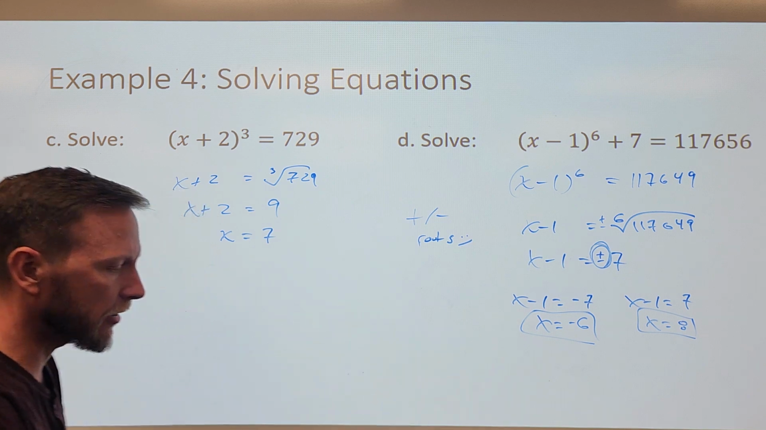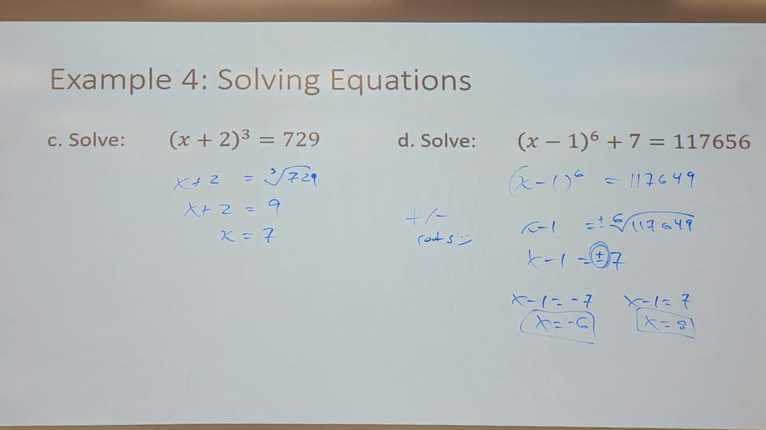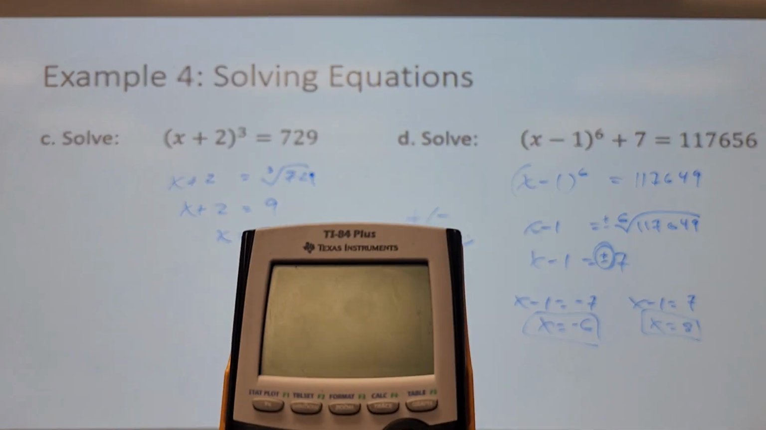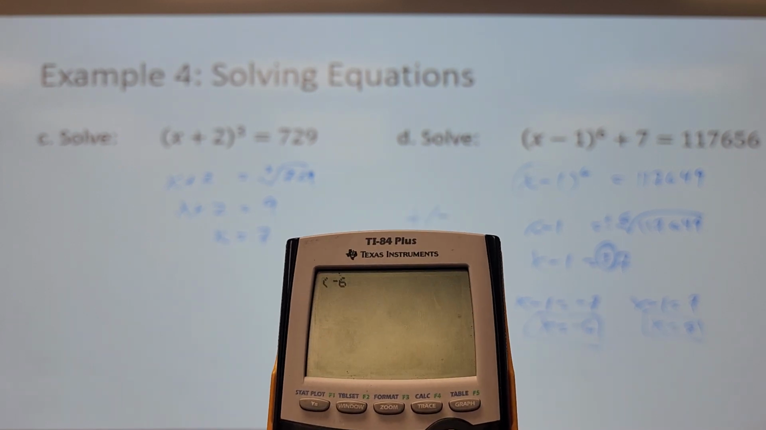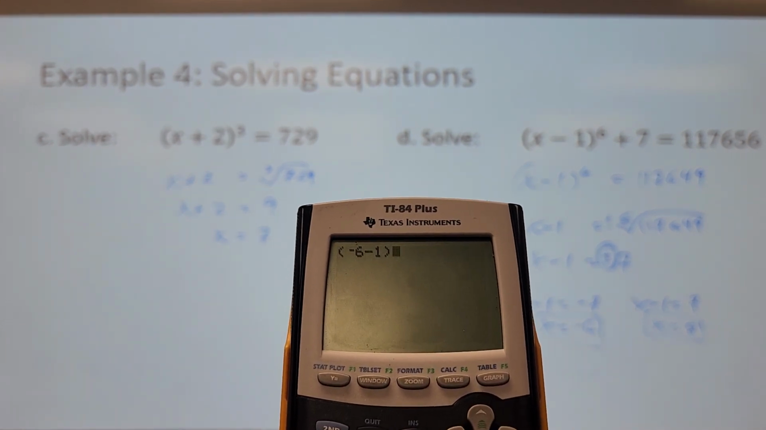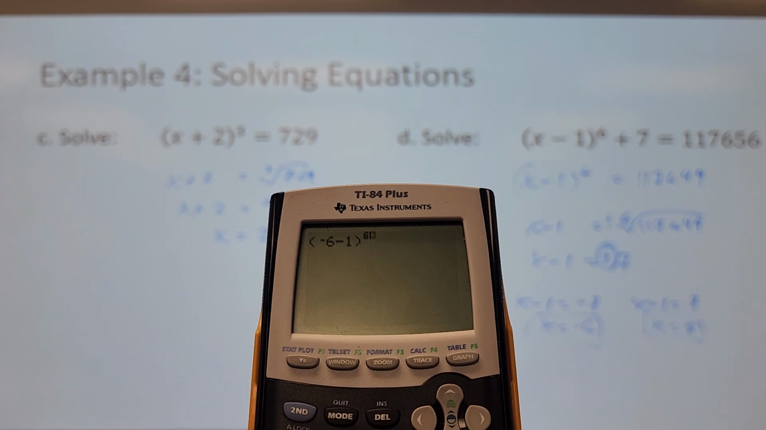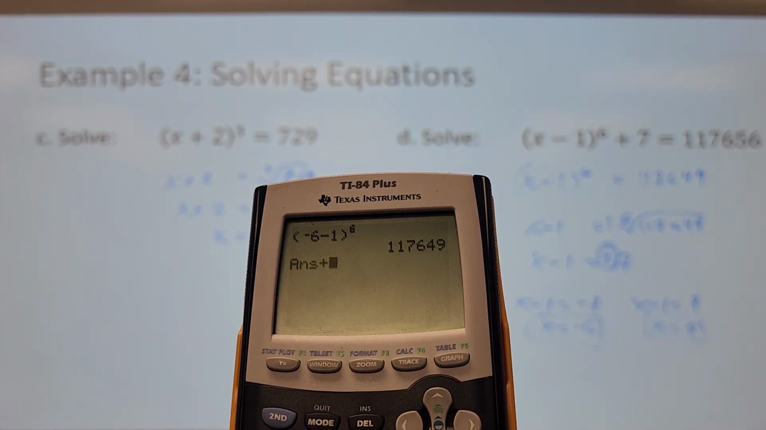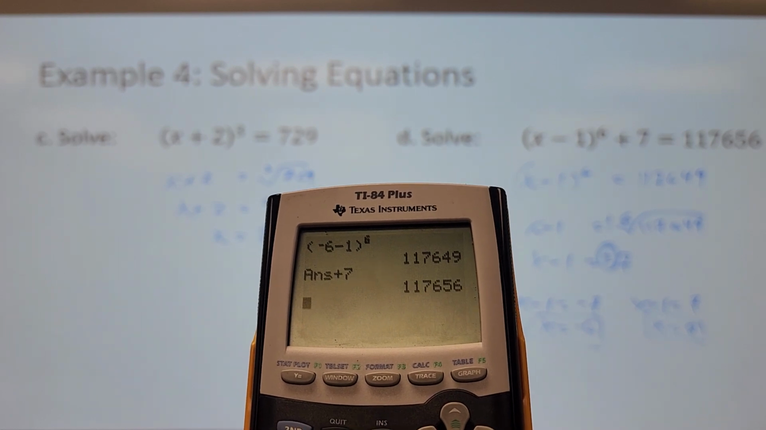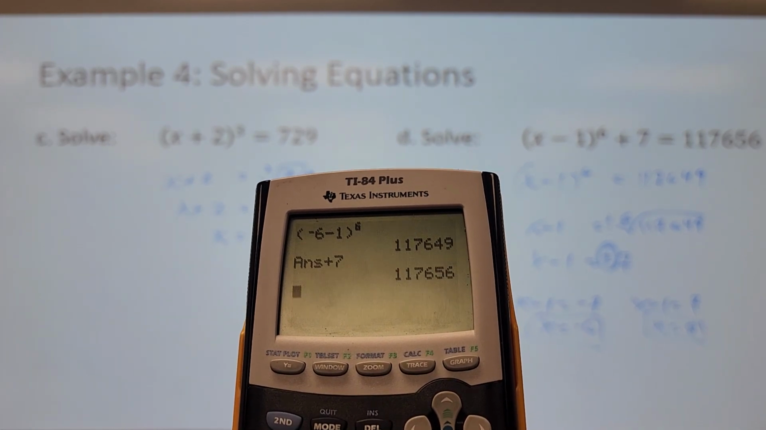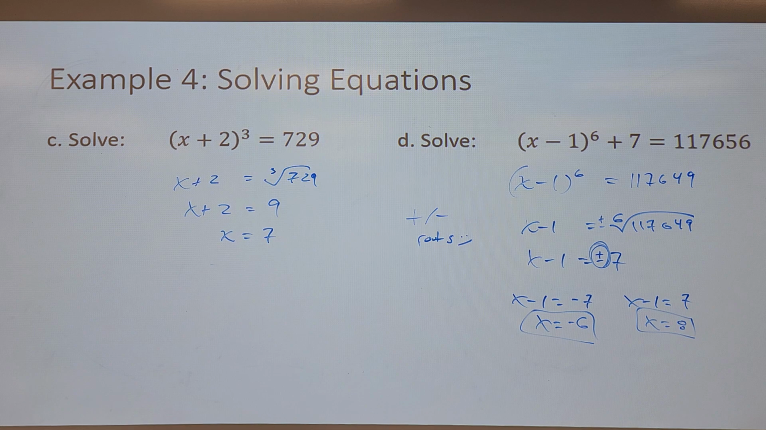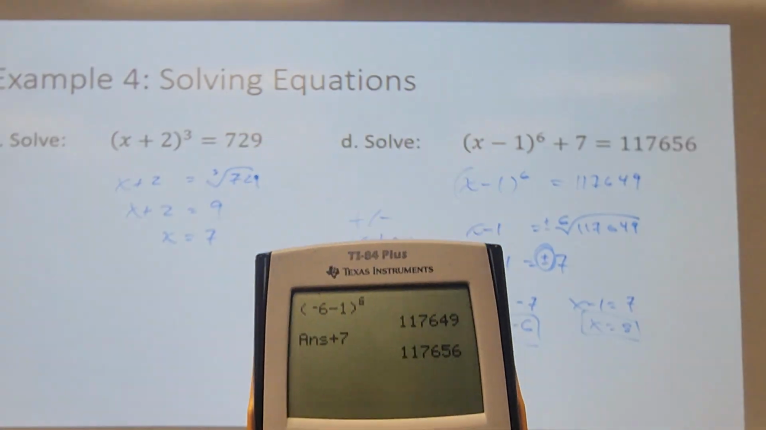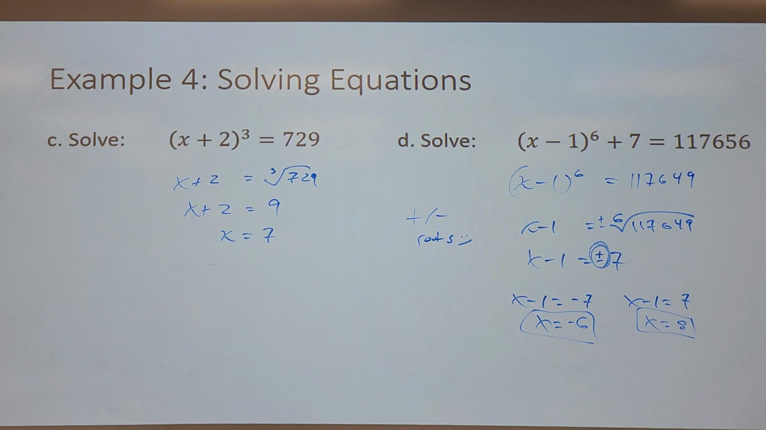All right, let's check the -6 to see if it works. All right, so we know that if I take -6 minus 1 and I take it to the 6th power, it should give me this number, which then I add 7, and it gives me 117,656, which is what we started with. So -6 does satisfy this equation. Oh man, Mr. Hibbett, you messed me up.